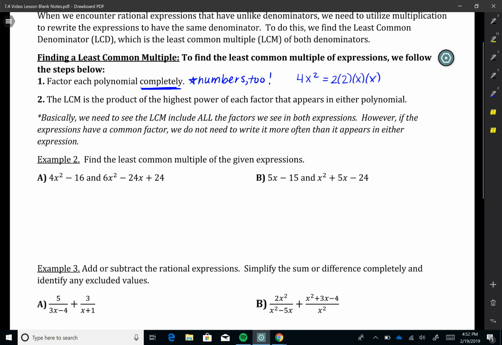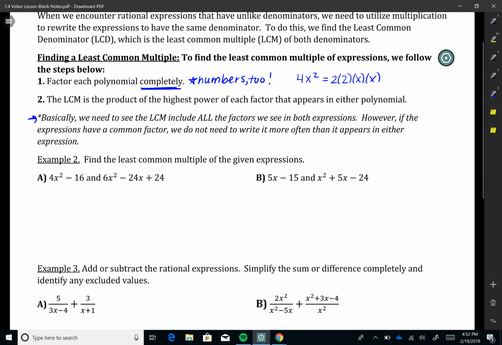Okay. Step 2, after I've factored all expressions completely, the LCM is the product of the highest power of each factor that appears in either polynomial. So basically, I think this little italics paragraph makes a little more sense. We need the LCM to include all factors we see in both expressions. However, if the expressions have a common factor, we do not need to write it more often than it appears in either expression. So basically, we're going to make this LCM, and it's going to include all the factors we see in both expressions, but we don't necessarily need to double dip if they have things in common.